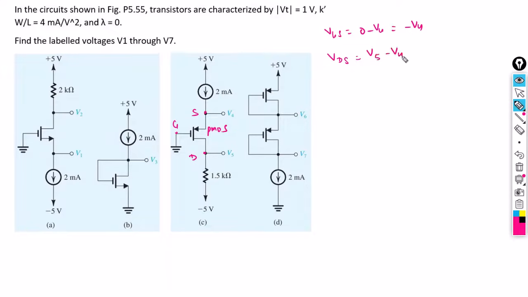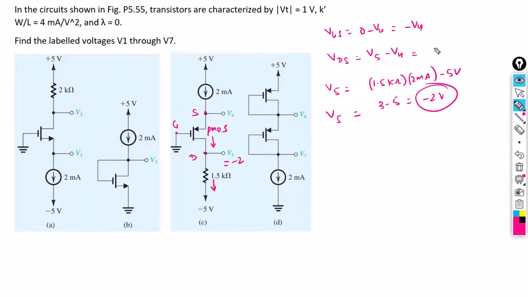V5 − V4. We can easily find V5 because this 2 milliampere current will flow through this PMOS transistor as well as the 1.5 kilo ohm resistance. So we can write V5 as the potential drop across the 1.5 kilo ohm resistance minus 5 volt. So we can write it as 3 − 5 = −2 volt. So V5 will be −2 volt. So VDS we can write as −2 − V4.